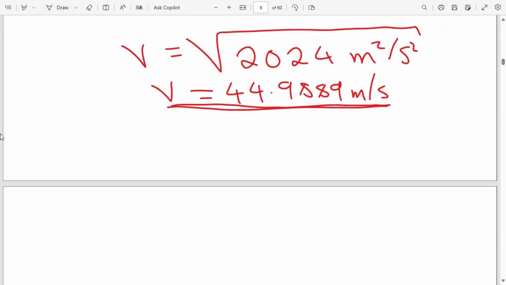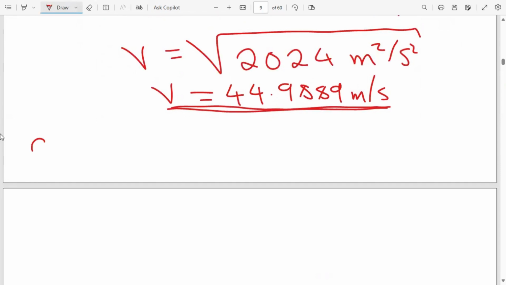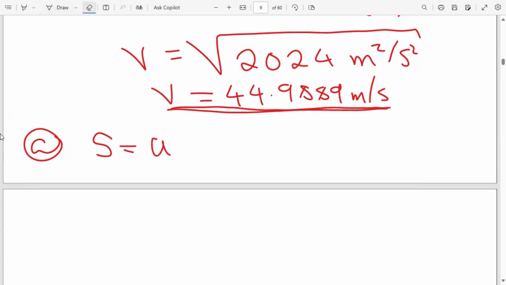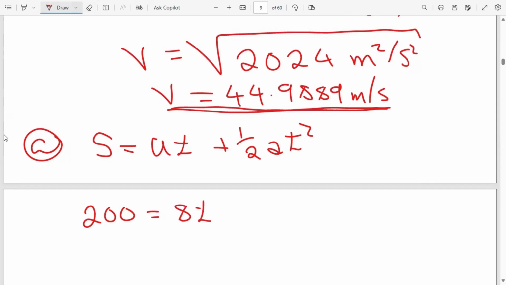Let's go to the last question, question C, which says, how long will it take for the box to travel the 200 meters? As usual, we're going to use the formula for displacement: s equals ut plus half at squared. Our displacement, which is 200, we can just plug in now. 200 will be equal to 8 multiplied by time plus half times 4.9 t squared.